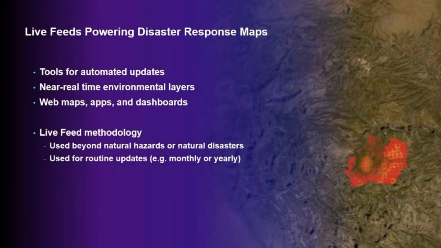A live feed is an automated process for updating layers in ArcGIS Online. We use live feed layers for natural disasters, such as earthquakes, wildfires, or floods. A Livefeed routine accesses information from a data source in near real time to update a feature service. The Livefeed methodology is used to automate the updates of natural disaster layers in near real time, but it can also be used for layers updated routinely every month or every year.